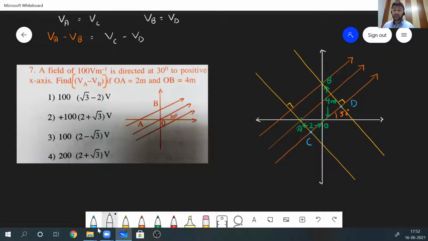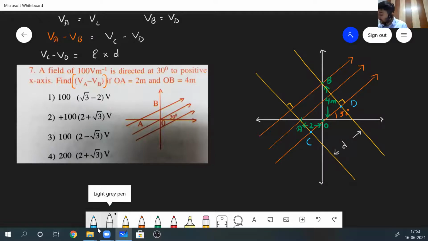Now there is a relationship which connects the potential difference, that is VC minus VD, to the electric field. That is, potential difference is equal to electric field multiplied by d. Now what is d? d is the perpendicular distance between the two equipotential surfaces. Now let us check out this distance d. This distance d is made up of two distances. One is OC and the other one is OD.